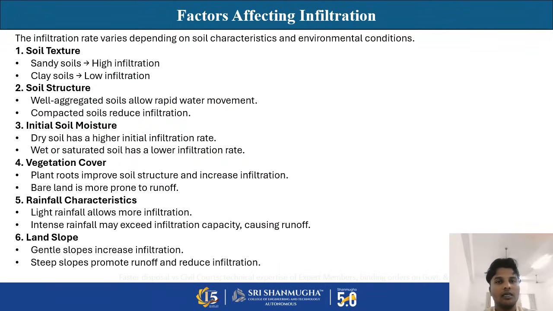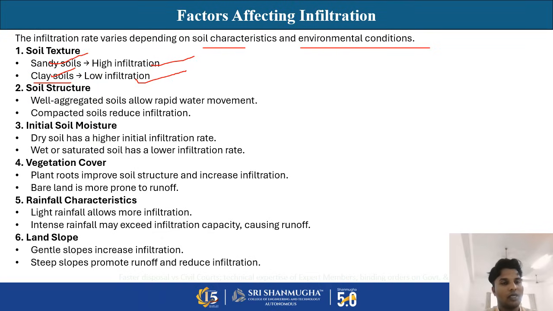Factors affecting infiltration. The infiltration rate varies depending on the soil characteristics and environmental conditions. The first one is soil texture. Sandy soils, having high sand content, have a high infiltration rate. Clay soils have low infiltration because clay soils have a high water holding capacity, which reduces the infiltration rate. Clay has fine particles, whereas sand has coarse particles.